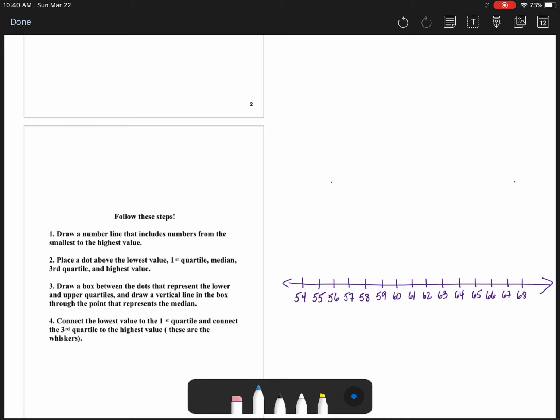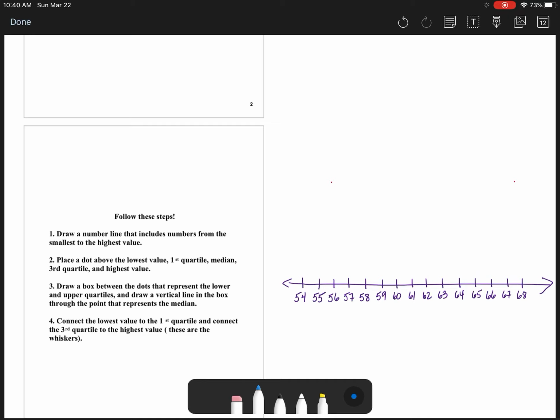It's really up to you to figure out what scale you're going to use. This example is pretty easy because we don't have that large of a spread of numbers. If you're dealing with something that's going from, let's say, 50 to 400, then you're going to have to use a different scale. Maybe you want to go up in 20s or something like that. But here we can just go in units of 1.